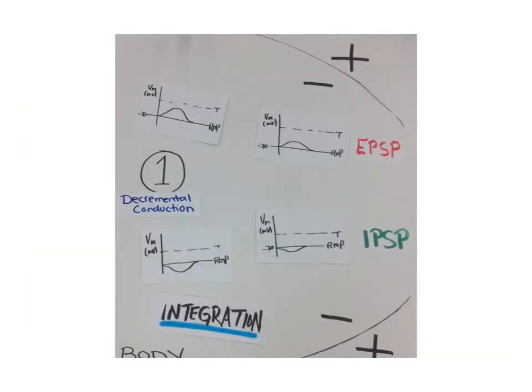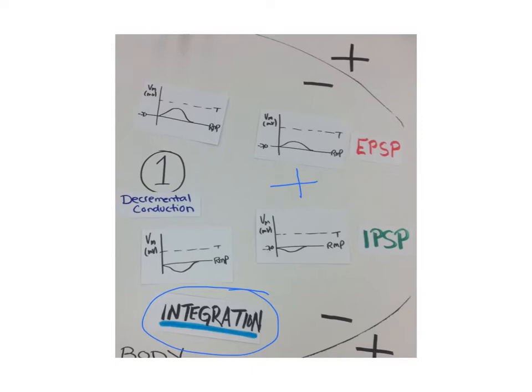I want to discuss the concept of integration. In the cell body, these postsynaptic responses are integrated. Here, for example, we have an EPSP and an IPSP. These two things are going to add up together. In effect, one is going to cancel out the other.